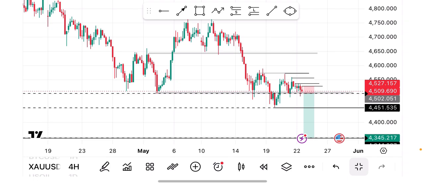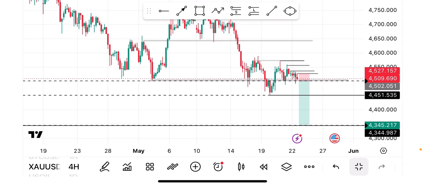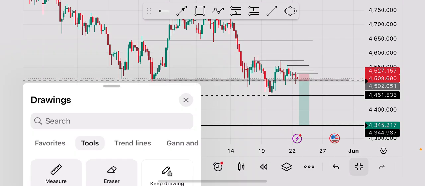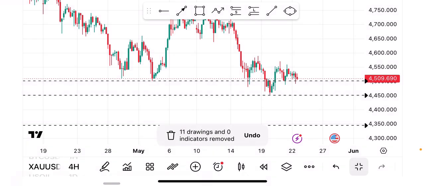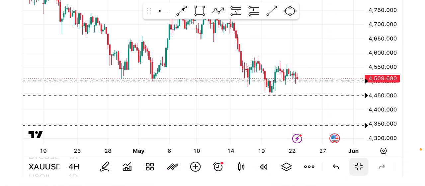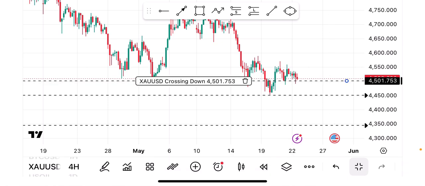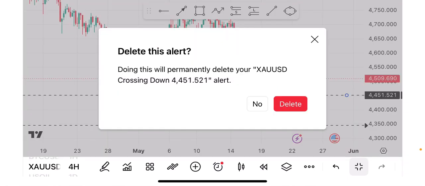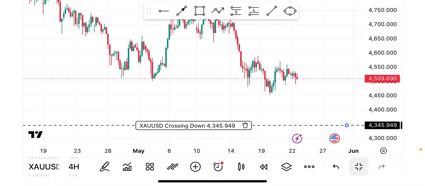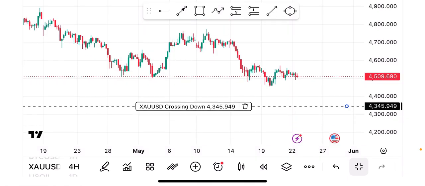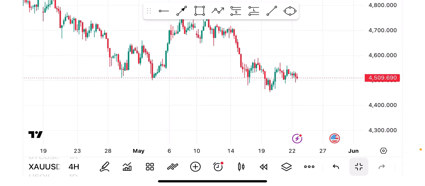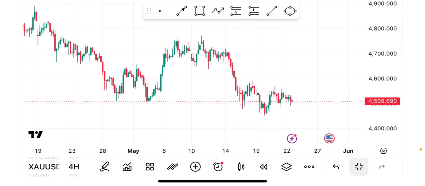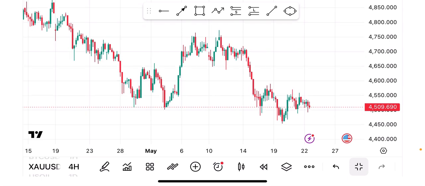So first of all, I'm gonna go ahead and take away all these annotations. So remove all objects. Yeah. So this is the 4 hour time frame. Sorry. Yeah. This is currently the 4 hour time frame.